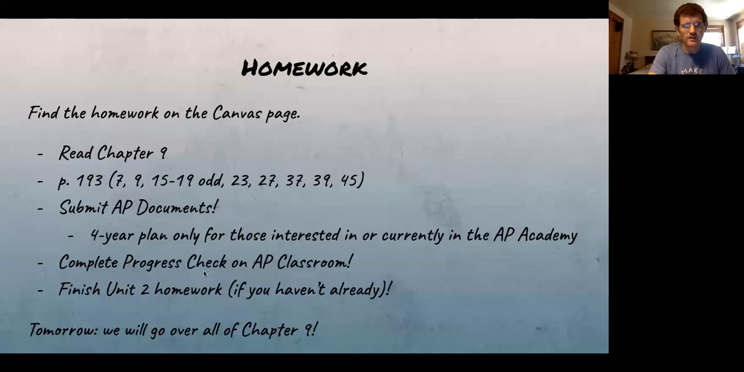The progress check, once you are signed up for AP Classroom, you should be able to go on your page, maybe in the top right, when you go into the statistics class, you should be able to see assessments, and you can find Unit 1, multiple choice questions, progress check A and B. It's just to see where you're at. I'm not grading this for correctness. I'm going to give you points for completing it.